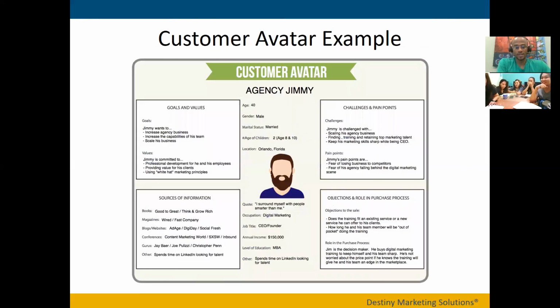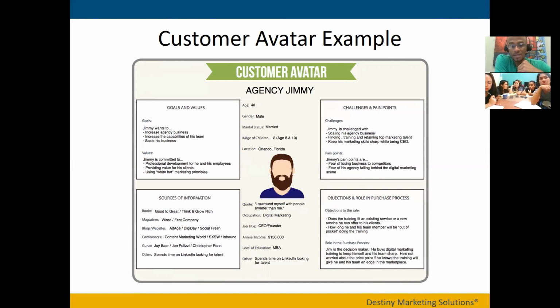And so this is just a simple example. I won't go over all of this, but you all can definitely go over it after the session. But Agency Jimmy, this is a person who is a digital marketing agency owner. And it just kind of goes through some of his goals, values, sources of information, and so forth. And this would help you get an idea of how you would build out a customer avatar.